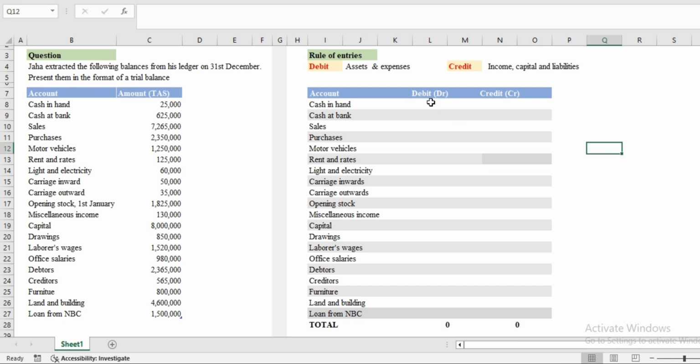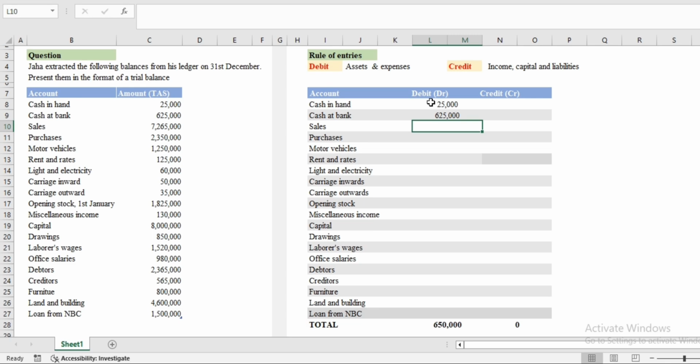Beginning with cash in hand. Cash in hand is an asset, so we are going to simply put the balance in the debit side, okay? Moving on to cash at bank, it's also an asset, so you're going to simply put the balance on the debit side. See how simple this is? So the main thing is to know whether an account falls under assets, under expenses, under income, under capital, and under liabilities. And you're also supposed to remember the rule of entries.